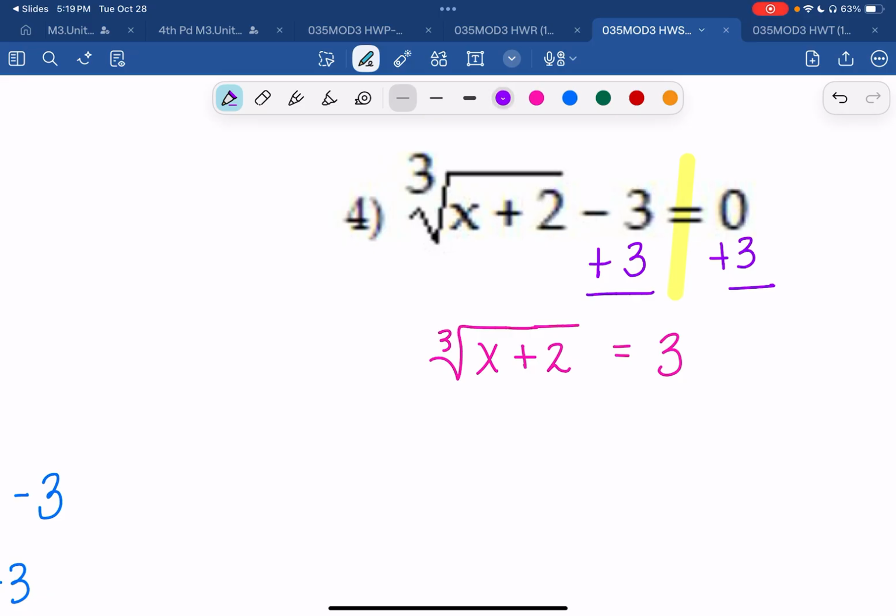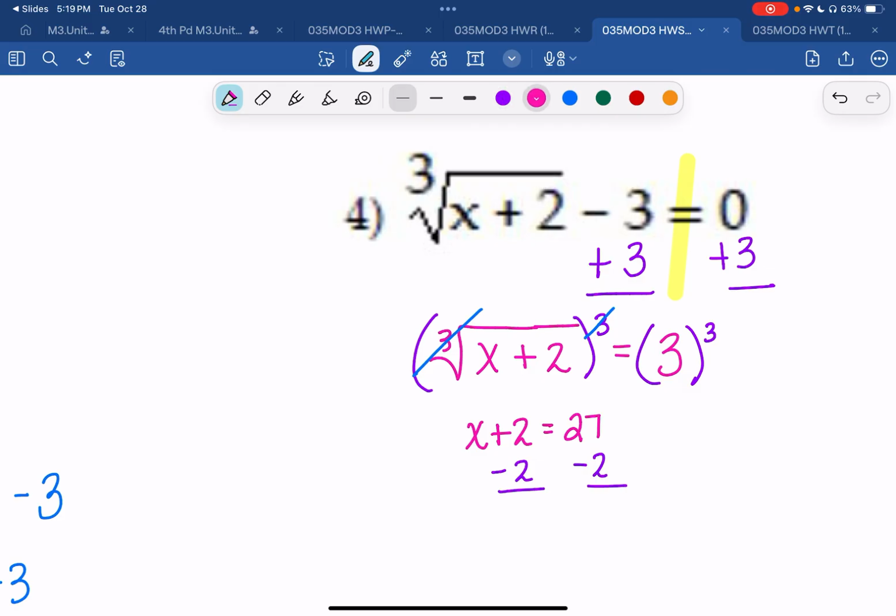So instead of squaring both sides, I'm going to raise both sides to the third power because I want to make sure that this exponent matches this index in order for them to cancel. So x plus 2 equals 3 to the third power, which is 27. Then I'm going to subtract 2, and x equals 25.